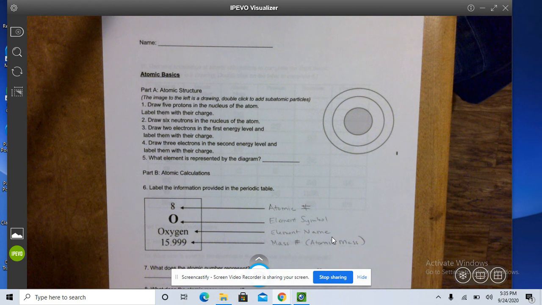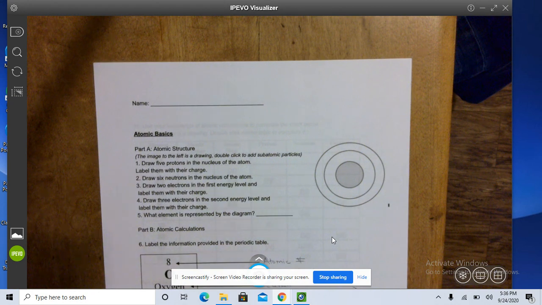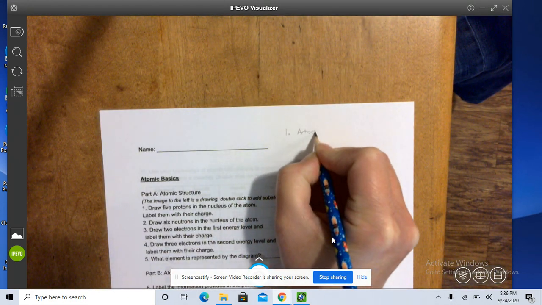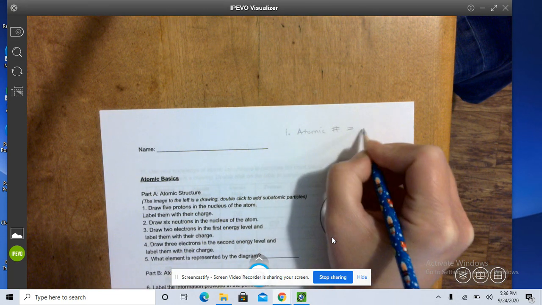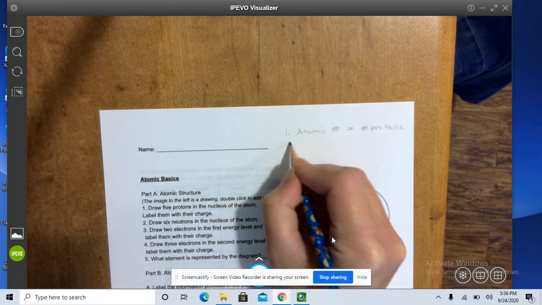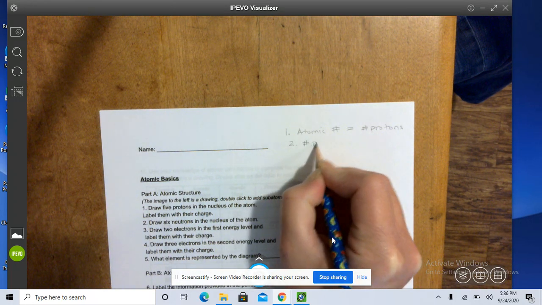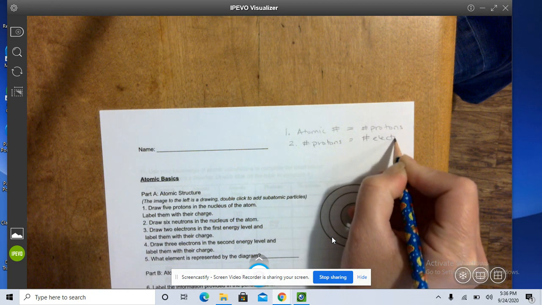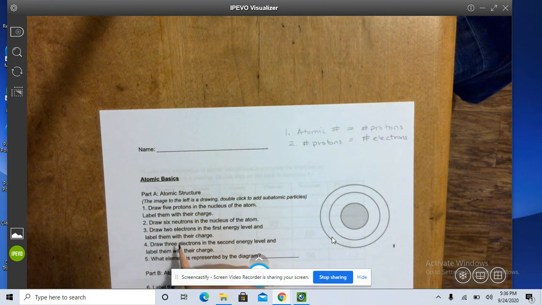With all of this information, you can easily find out a lot about an element. You just need to know a couple of simple rules to help you. I'm going to write these rules up at the top, and then I'll refer to them a couple of times. The first rule is that the atomic number equals the number of protons. The second rule is the number of protons equals the number of electrons, because the atom wants to be neutral.